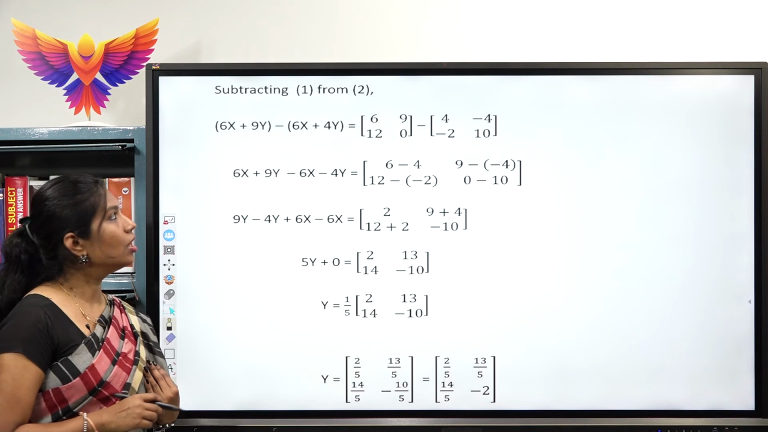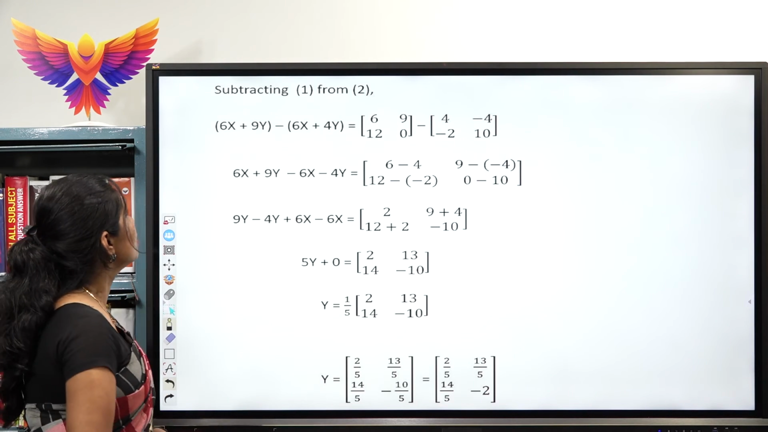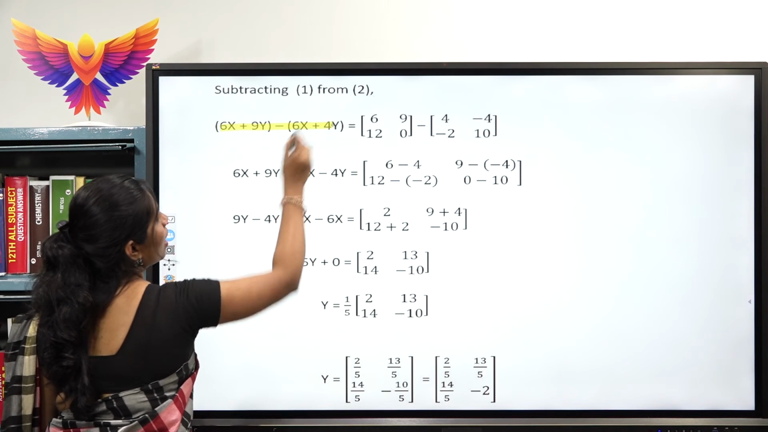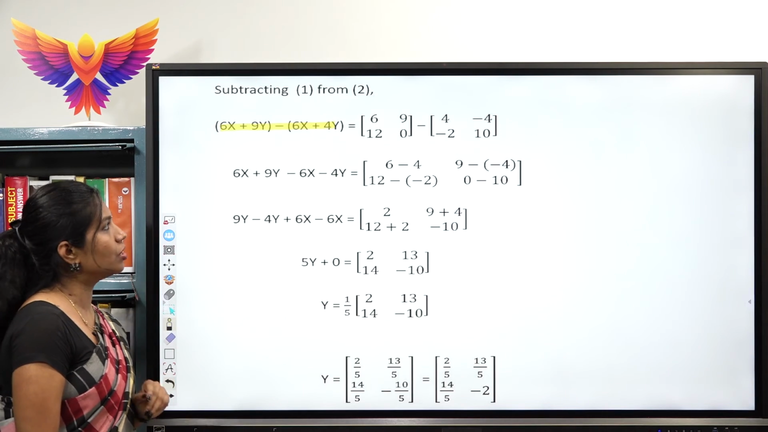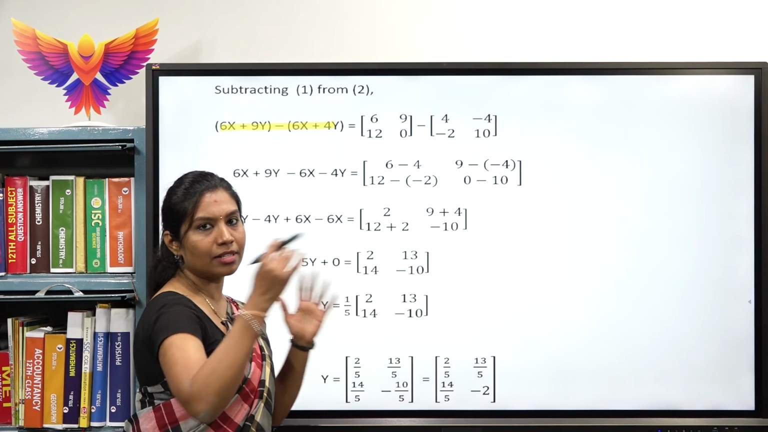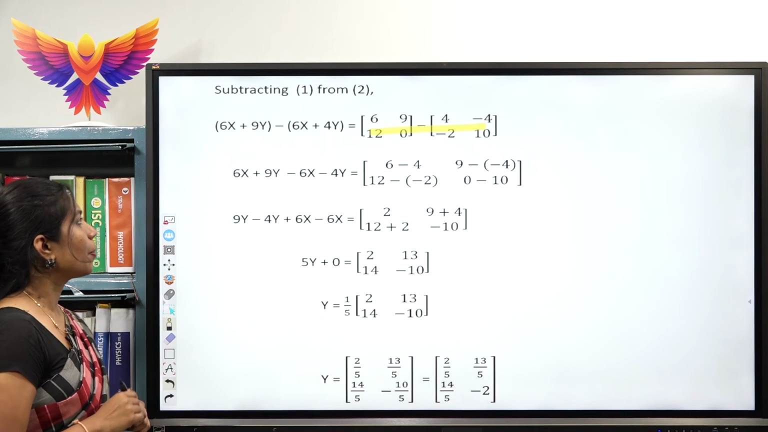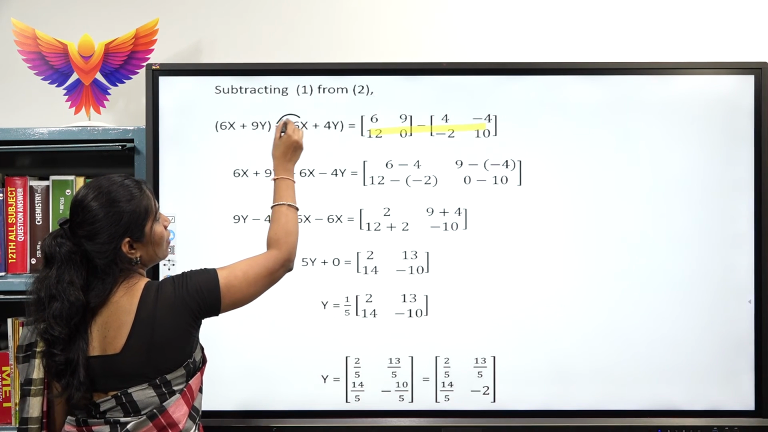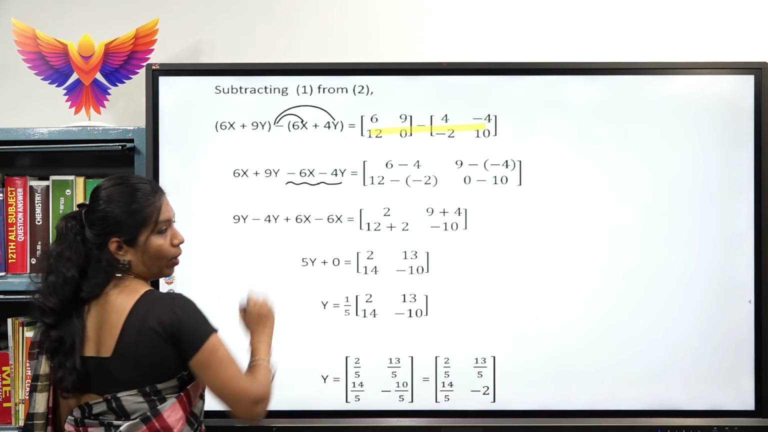Coming to this question, I will be subtracting equation 1 from equation 2. So now we have 6x plus 9y minus 6x plus 4y. The left hand side of both the equations is equal to the right hand side matrix. I have got two matrices that need to be subtracted. So 6x plus 9y, when I multiply this negative sign with both of these terms, I will be getting minus 6x minus 4y.